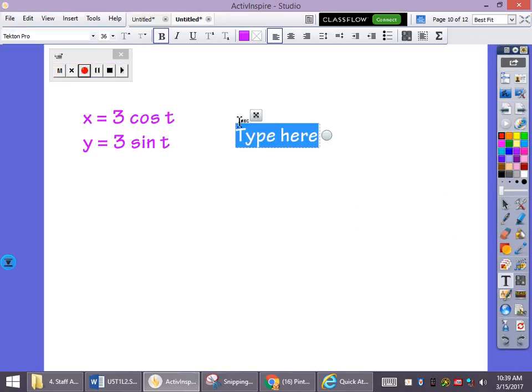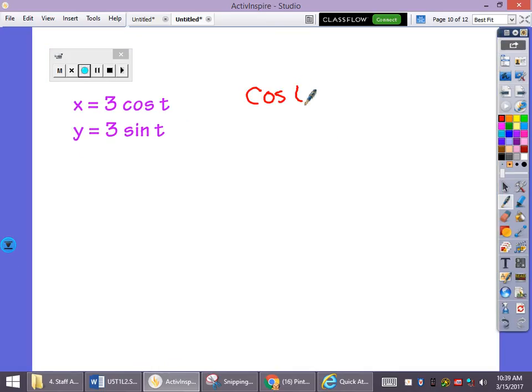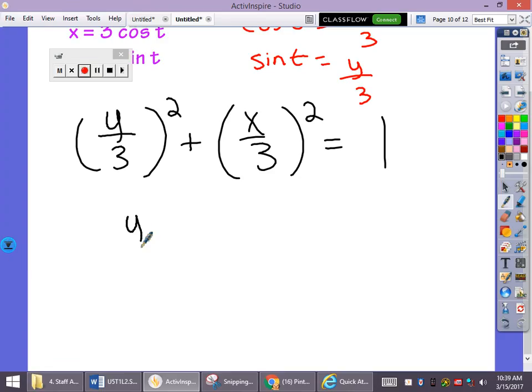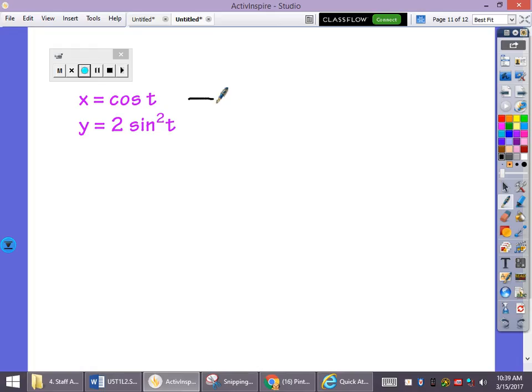So you should have cosine t is x over 3 and sine t is y over 3. Making my equation. Who wants to help me out? Y over 3 squared, x over 3 squared equals 1. And when I simplify it, it is y squared over 9 plus x squared over 9 equals 1. Good job. Okay, moving on. Okay, so this one is already simplified, yes? No need to do anything.